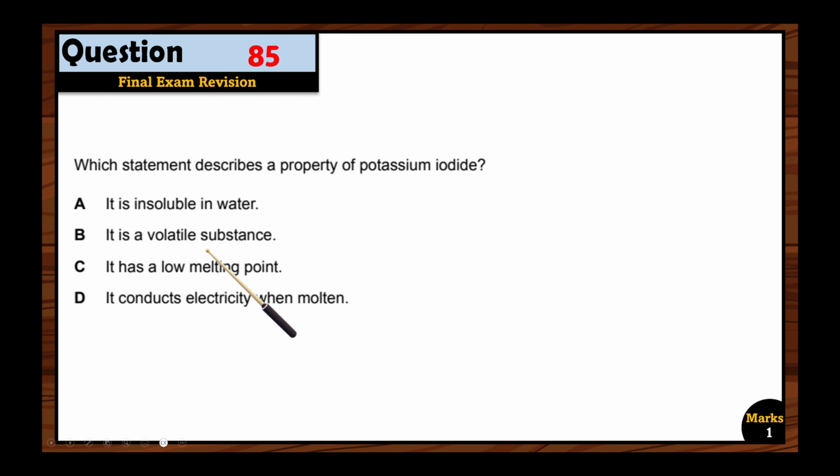Wrong. So volatile substance, again wrong. Ionic compounds have very strong bonds, so they are usually solid. All of them are solid at room temperature. So how can they be volatile? Volatile means it can easily evaporate.